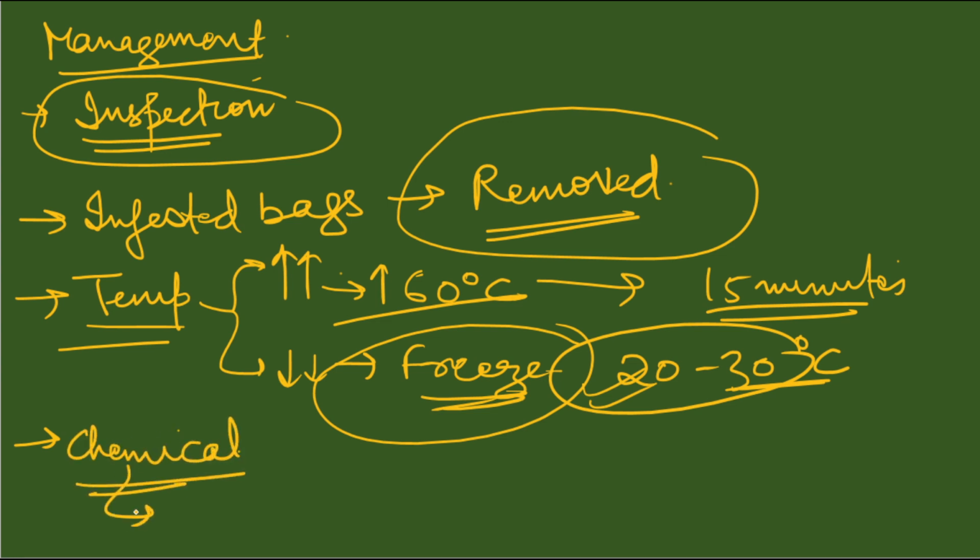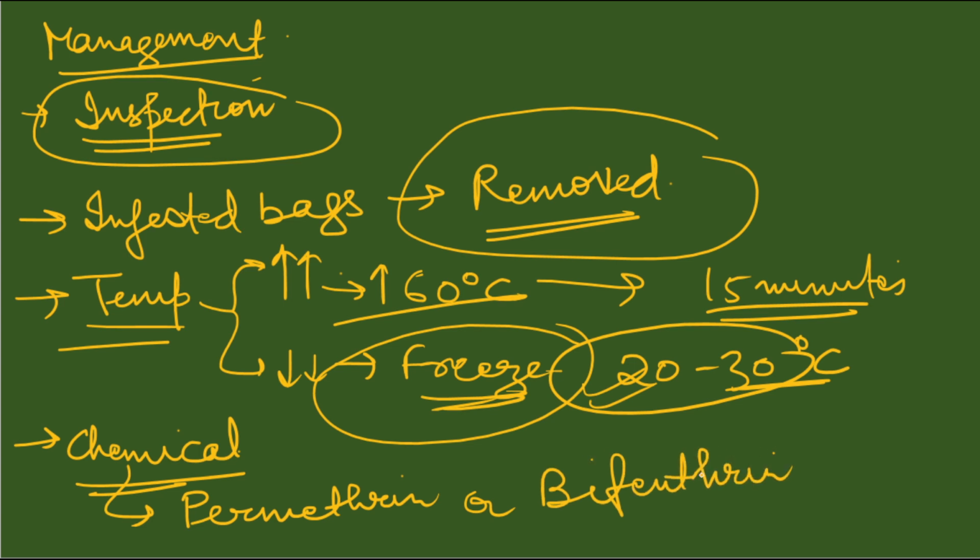Use of chemicals is the last option through which we can control this pest, and the common chemicals we use here are permethrin or bifenthrin. So these are the common chemicals used for the control of rice weevil. So this is how we can manage the rice weevil. I hope you understand its damage, its nature of damage, and its management.